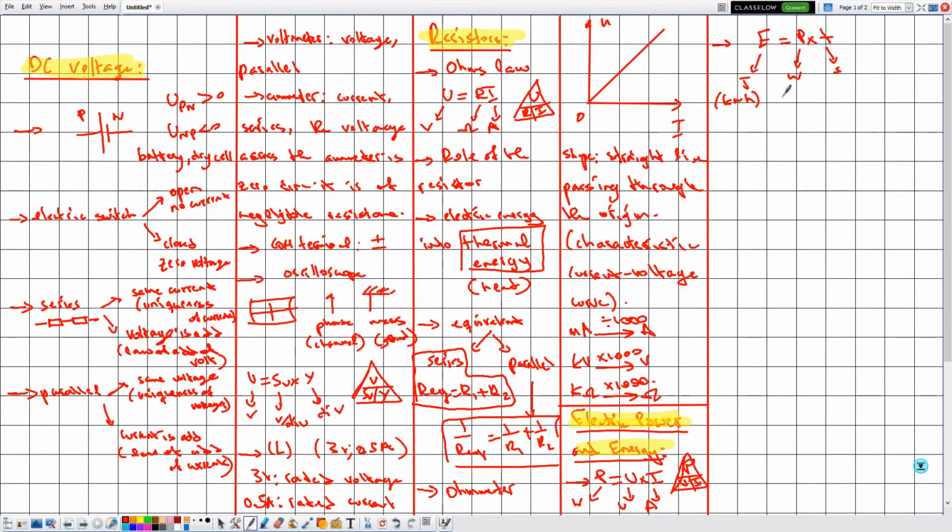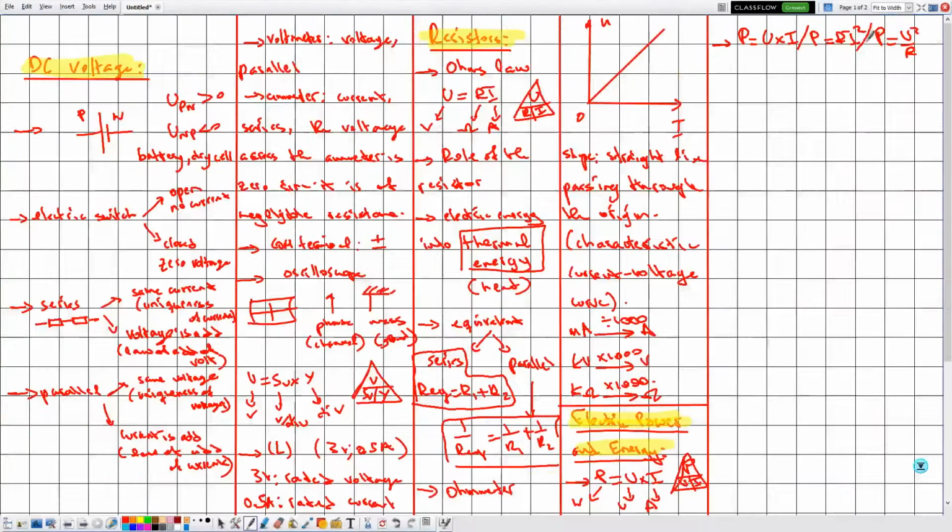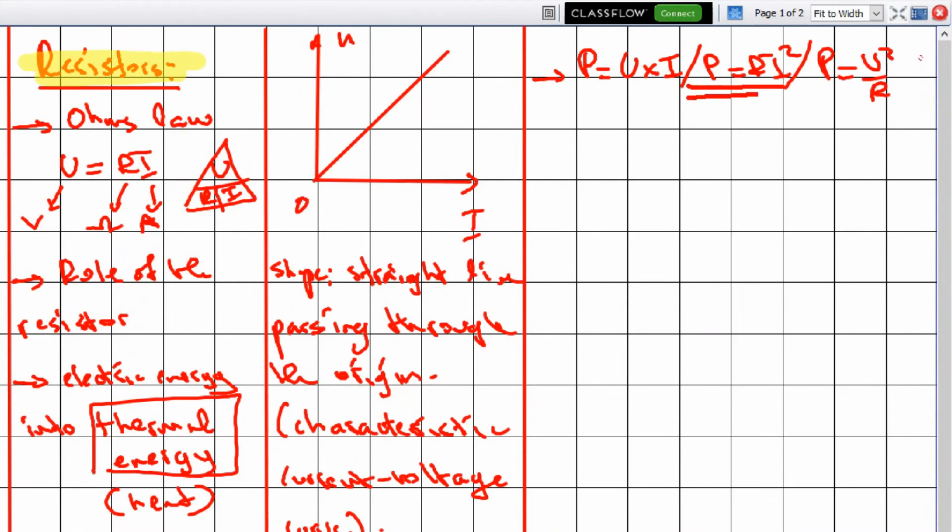Before I discuss the energy, let me discuss the two other forms of power related to Joule's effect. In addition to P equals U multiplied by I, we have that P equals R I squared and P equals U squared over R. Let's recall that in order to use these, we need to prove them. So let's prove P equals R I squared.